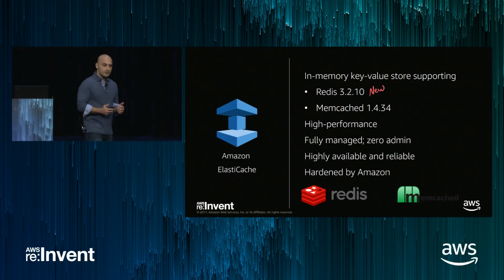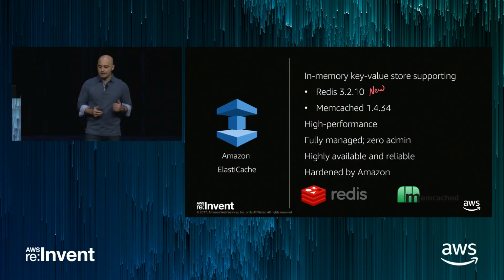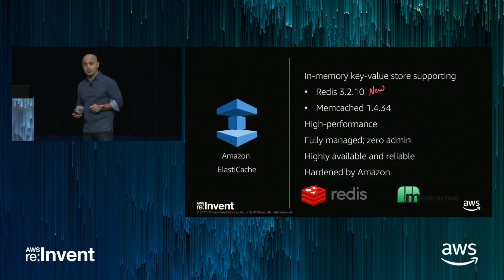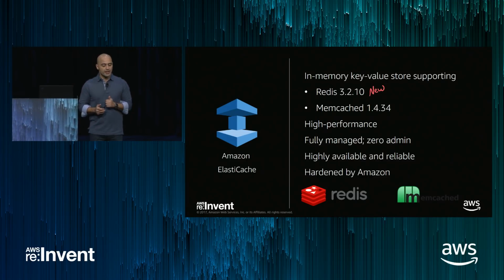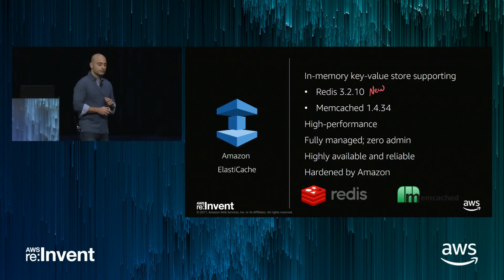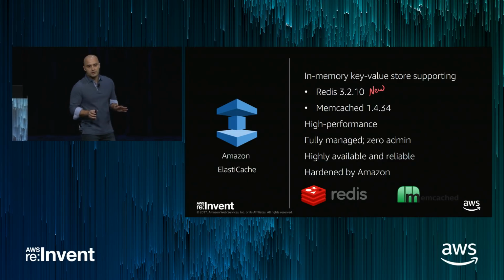So this is really where Amazon ElastiCache fits in. Amazon ElastiCache is an in-memory key-value store. We support the two most popular key-value store engines, Redis and Memcached. It's fully managed, zero administration, no racking, stacking, or failover that you have to worry about. And it's hardened by Amazon.